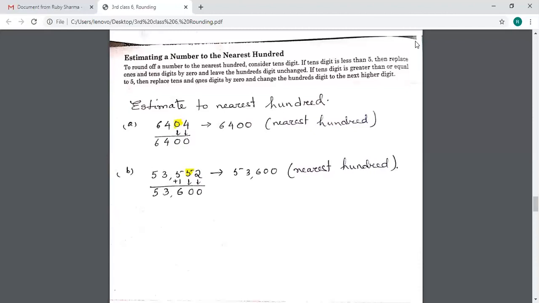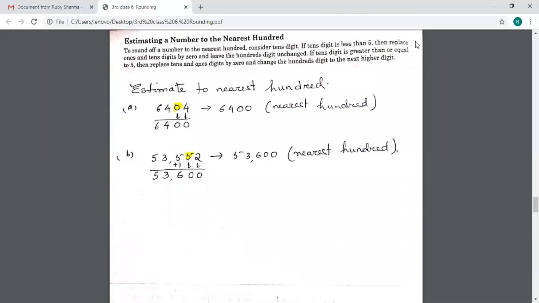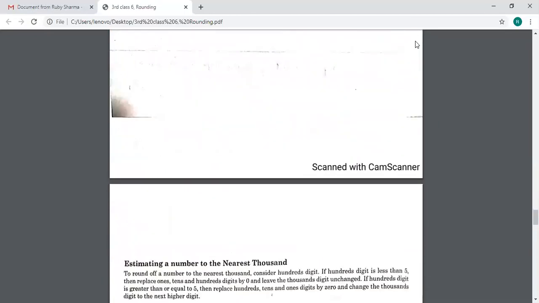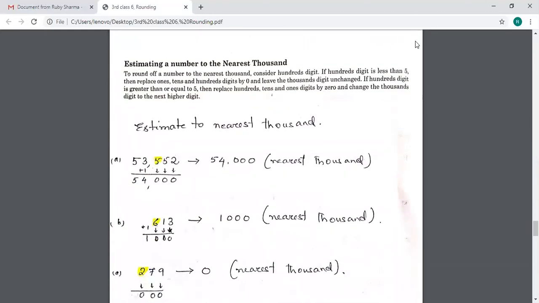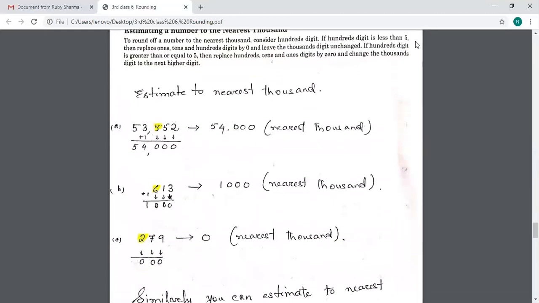53,552. You see why I have added 1 to the 100th digit? Because the 10th digit, the highlighted digit, is 5. So we add 1 to the 100th digit, and we get 53,600. Similarly, we have for 1,000, estimating a number to the nearest 1,000.